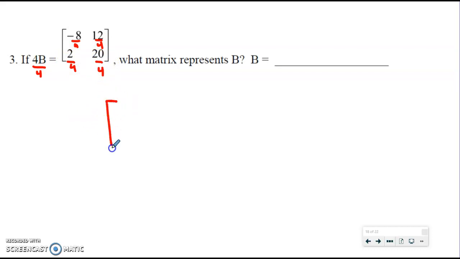So if I wanted to know what matrix B is, -8 divided by 4 is -2. 12 divided by 4 is 3. 2 divided by 4 is 1/2. 20 divided by 4 is 5. So matrix B turned out to be this. Okay?